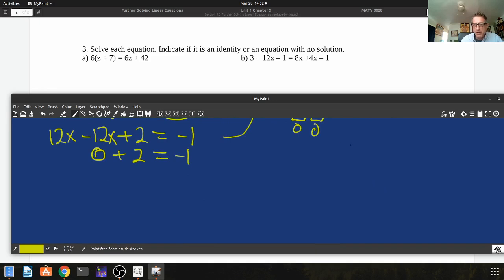Equations which have no solutions are equations that reduce down to some number m is equal to some other number, where this is actually false. In our case, we had 2 is equal to minus 1, and that's false. So when they reduce down to something like that, your conclusion is the equation has no solution.